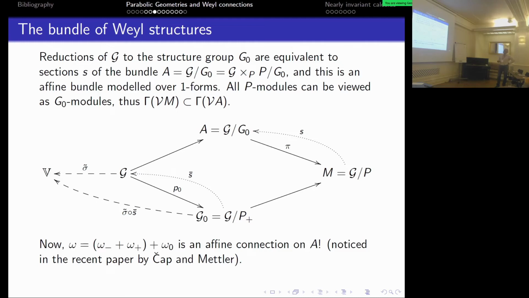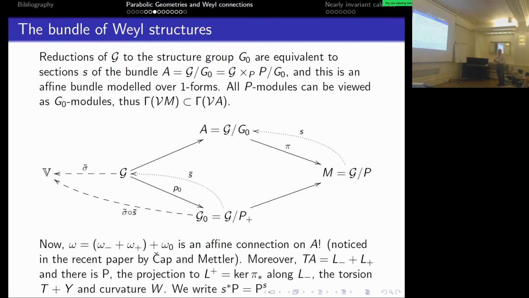And you see, over the bundle A, this is a G0 principal fiber bundle. And because it's a G0 principal fiber bundle, these three components make sense. And the whole omega is nothing but a regular, normal, usual, nice affine connection on the manifold A, where omega minus plus omega plus play now the role of the soldering form, and the omega 0 is the connection form. Right, and on top of that, just by the Lie algebra structure, the tangent space to A splits into L minus and L plus, which corresponds to the G minus and G plus. And there is P, so rho, which is the projection to the vertical bundle with respect to P, that's the L plus, along the L minus. The torsion will be also split into two components, T and Y, and there will be some curvature, W.